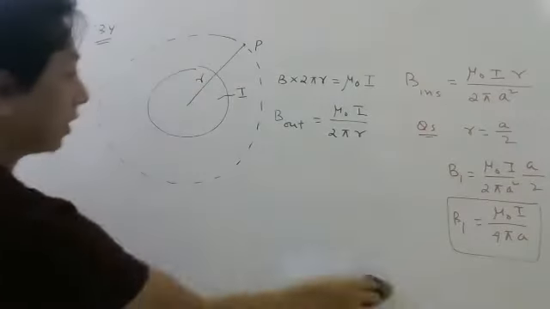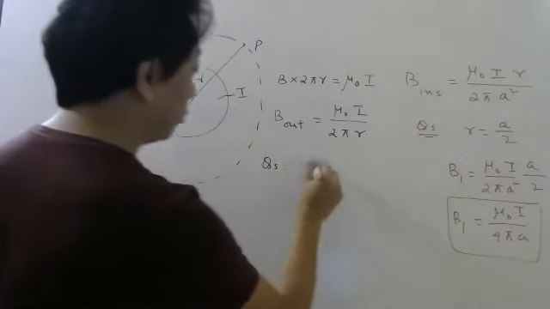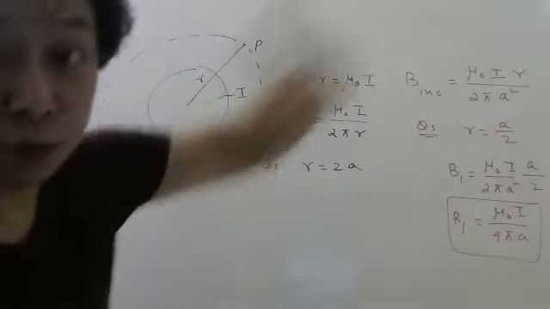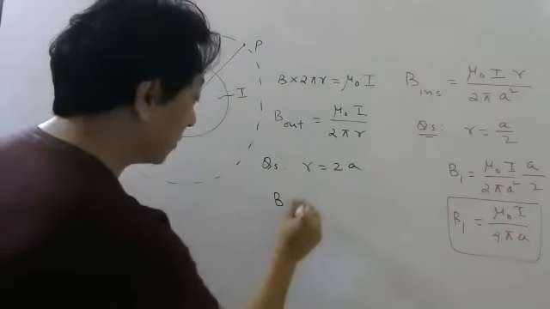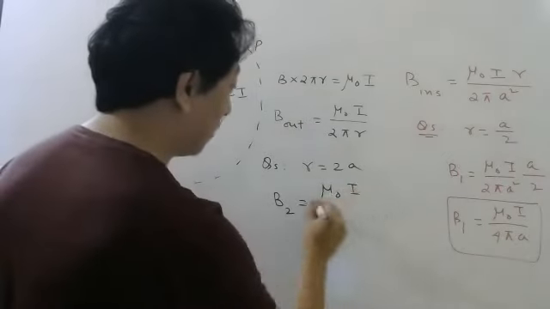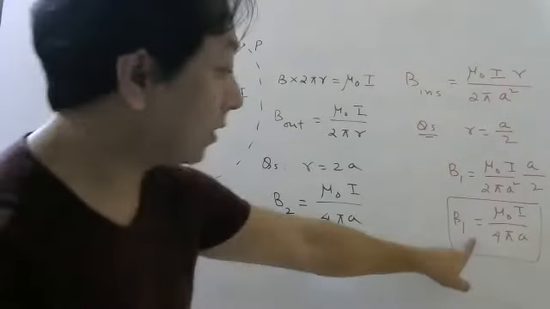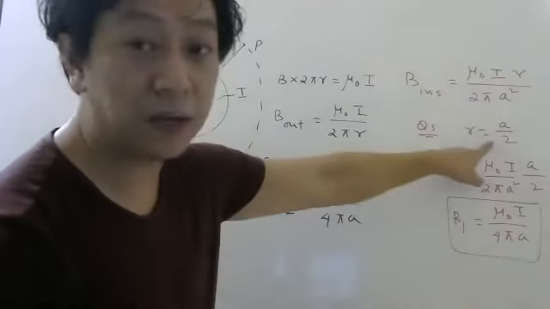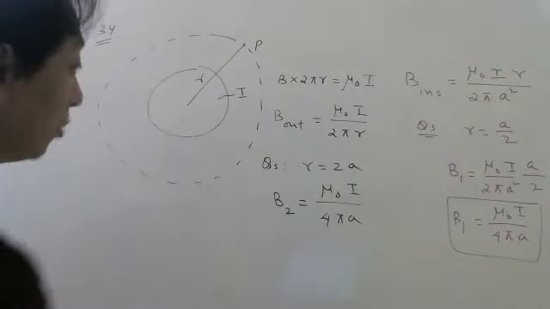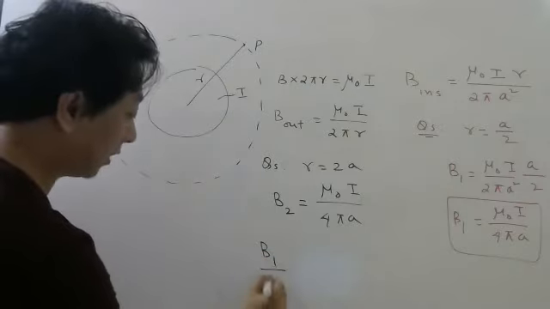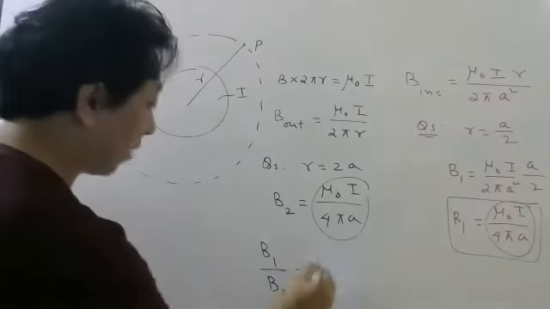Now in the question, at what distance did they tell? In the question they told this R is 2a. Check the question. They told 2a. So put 2a. What will be the magnetic field? Let me call this one B2. So mu naught I by, if I put 2a here, it will be 4 pi a. Now compare the magnetic field inside at a distance a by 2 and outside at a distance 2a from the center. What do you get? The magnetic field ratio will be, these are the same. So the ratio will be 1.